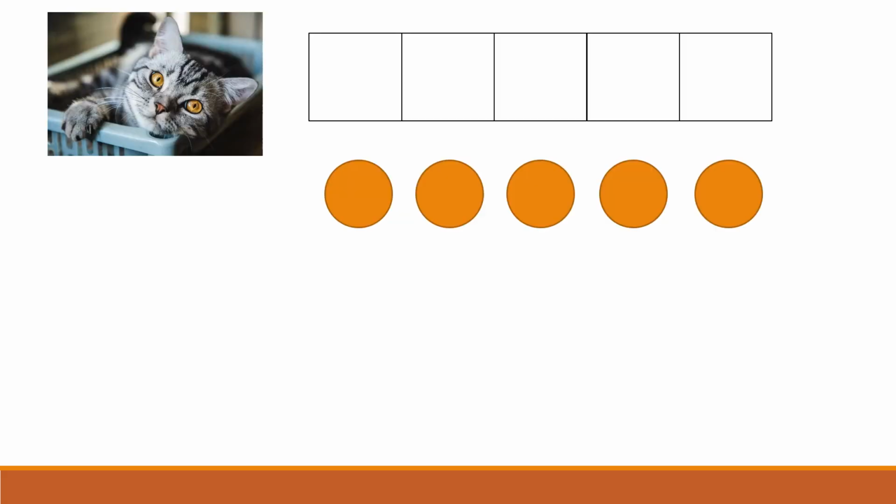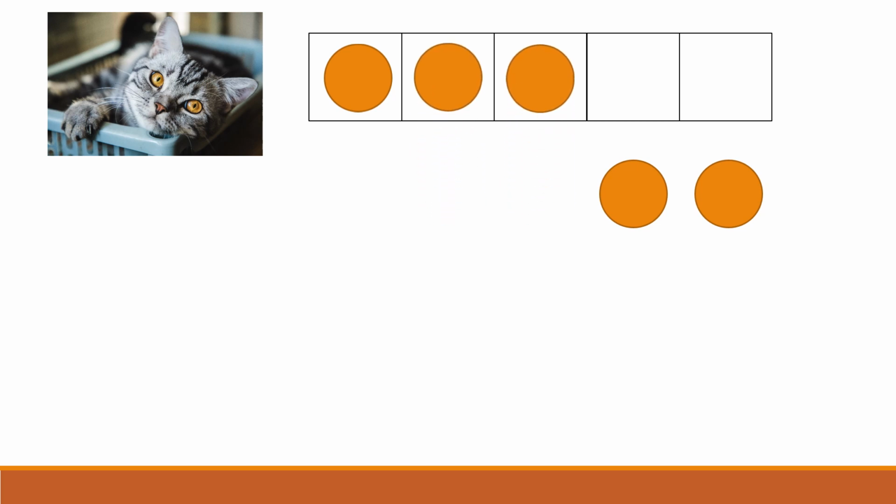As we have already discussed, one of the critical phonemic awareness skills is segmenting words into phonemes. Let's segment the word cat into phonemes. We can use Elkonin boxes and these orange tokens to help. K, A, T. Great! There are 3 phonemes in the word cat.